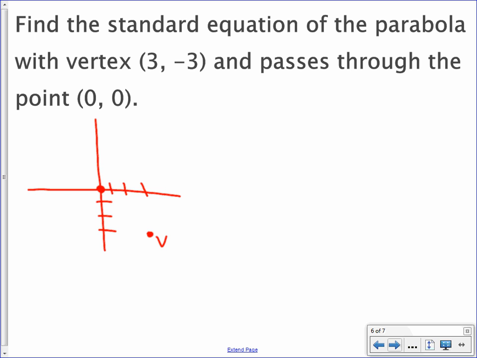Some people said up, some people said left. Could you draw a parabola that opens up through those 2 points? You could. Could you draw a parabola that opens left through those 2 points? You could. So there's not enough information. So I'm going to add that it opens up.